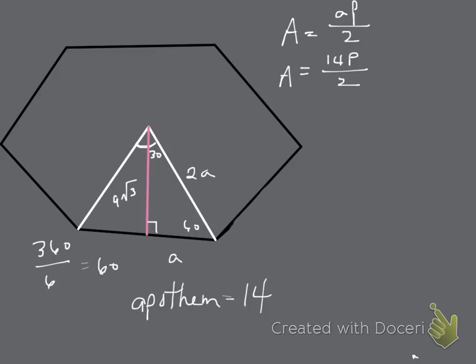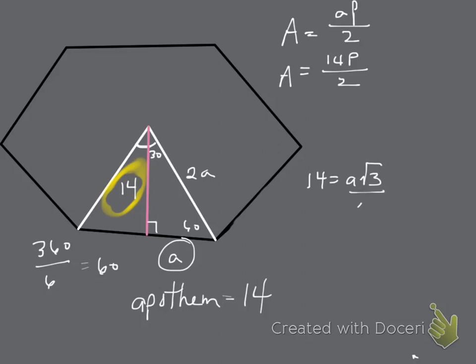Now I know that right here, it's not a square root of 3 anymore, because that's my apothem. Instead, we're going to put 14 because that's given. So 14 is equal to a square root of 3, and I need to figure out what a is. Why do you think I need to figure out what a is? I'll let you think about that while we solve for a.